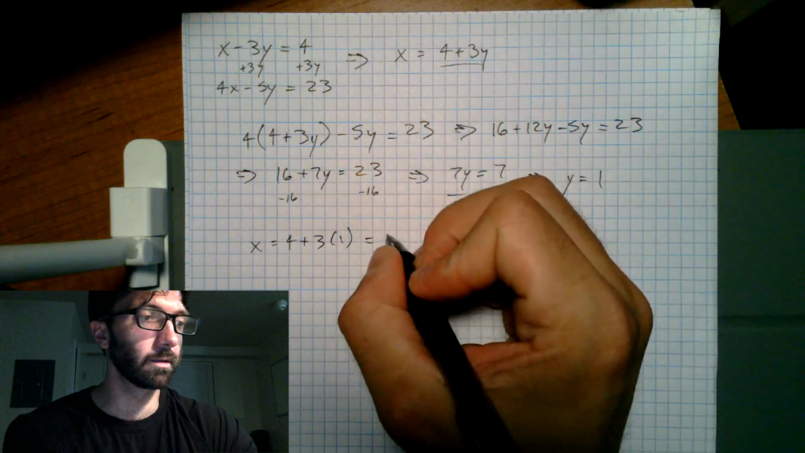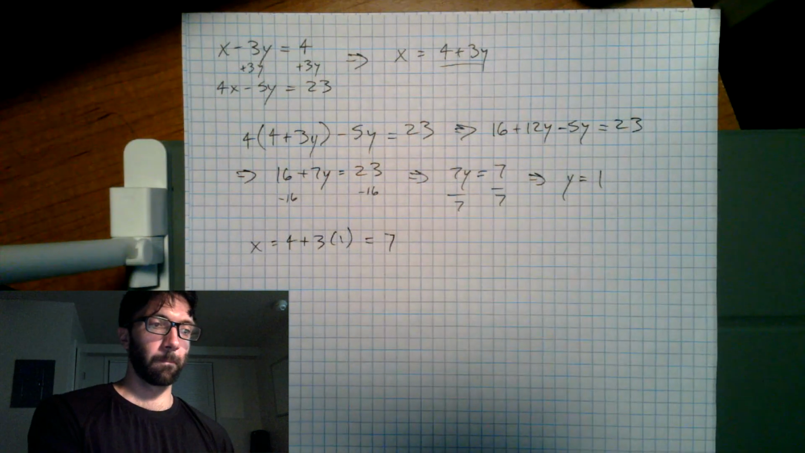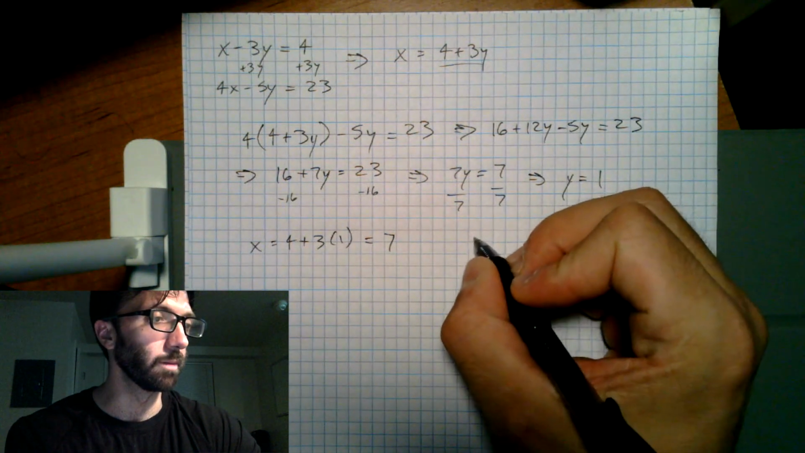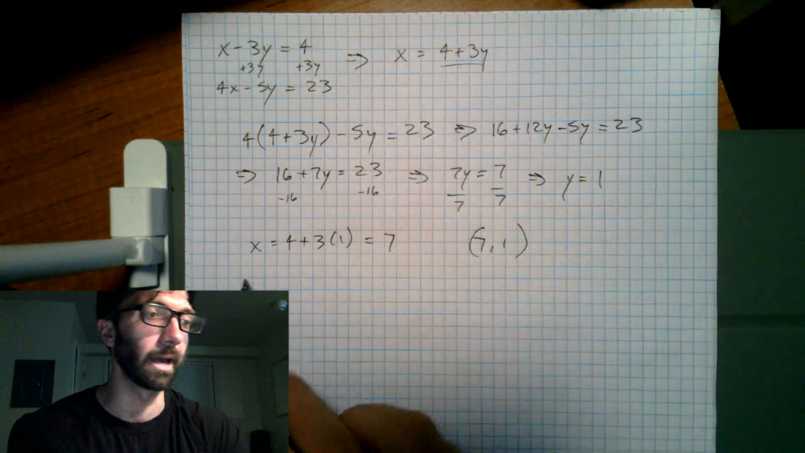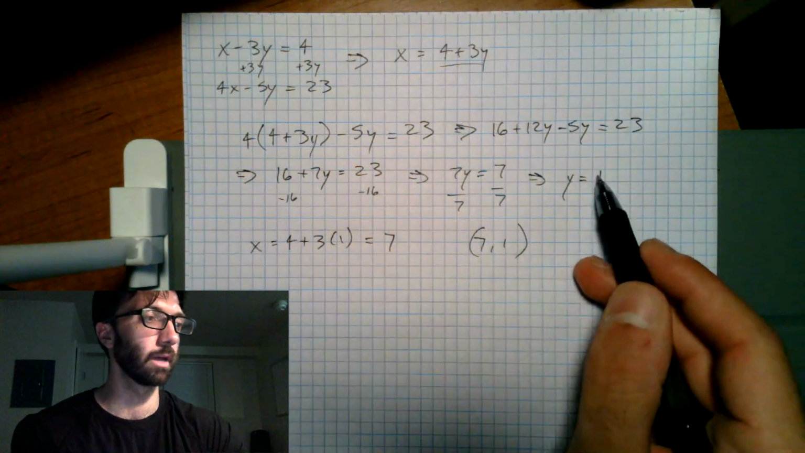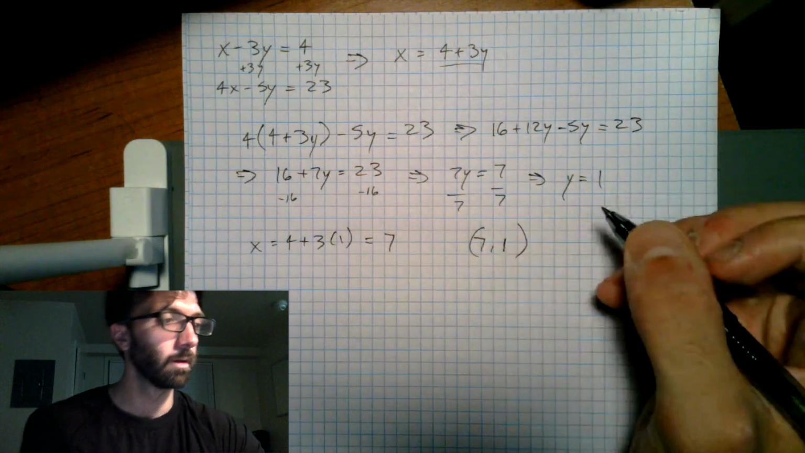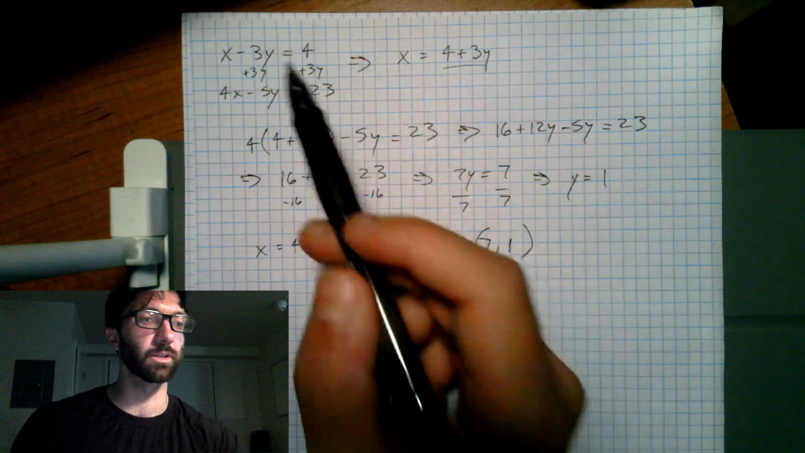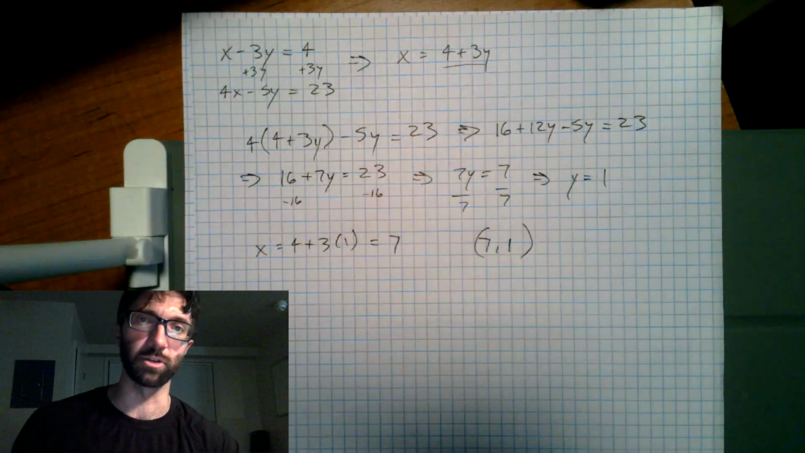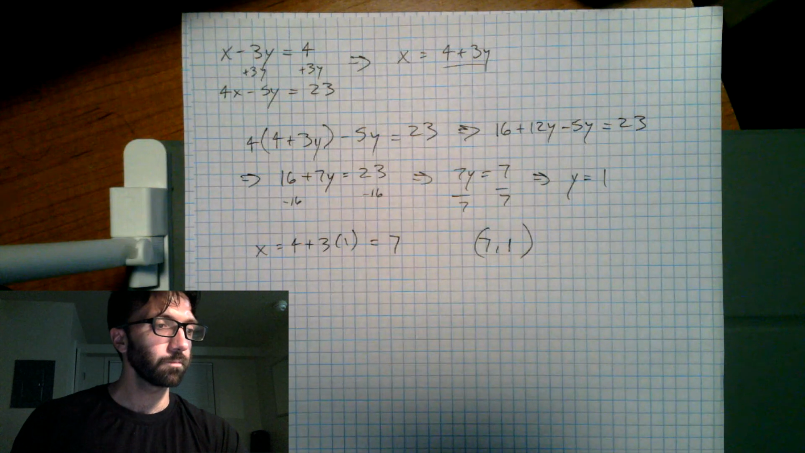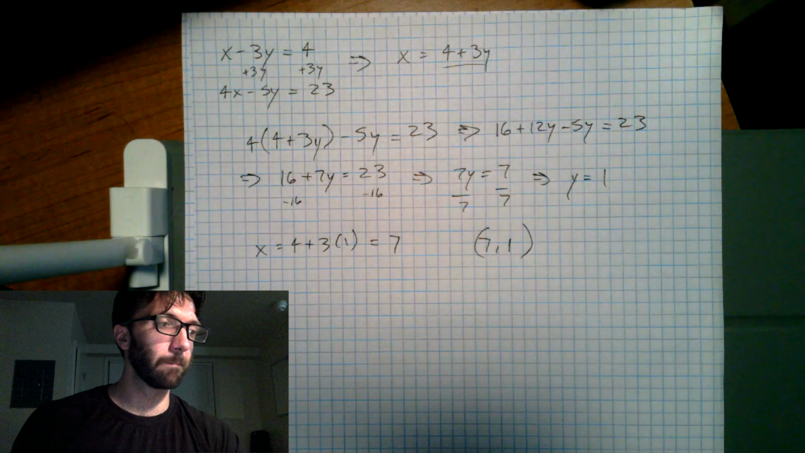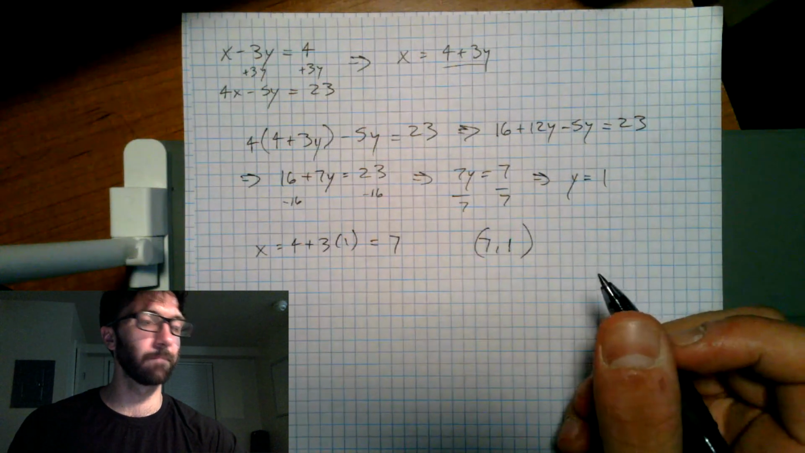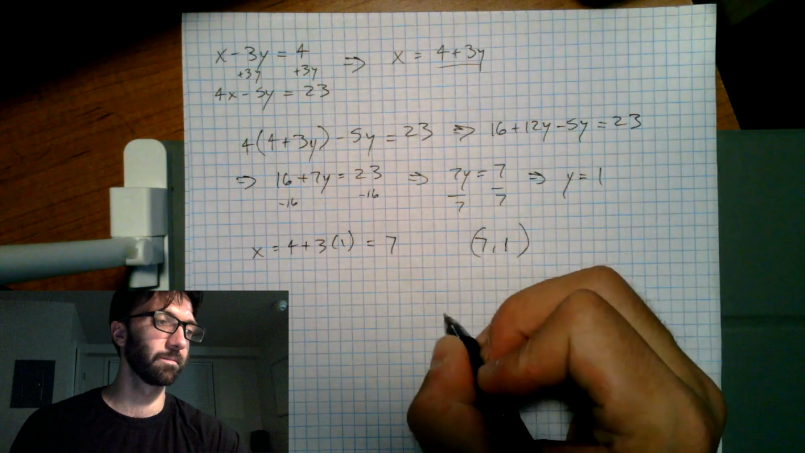And so we get 7. And so your ordered pair, right, the solution is going to be 7, 1, because remember, x is 7 in this case, and y was 1. So this is the only ordered pair that will satisfy both of these equations, and again, you can check that if you need to. But that's basically all there is to it. All right. And with that said, it's been demonstrated.